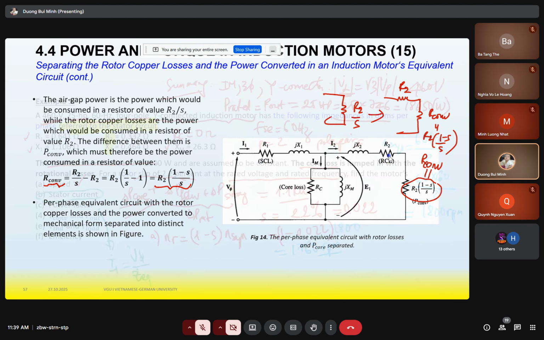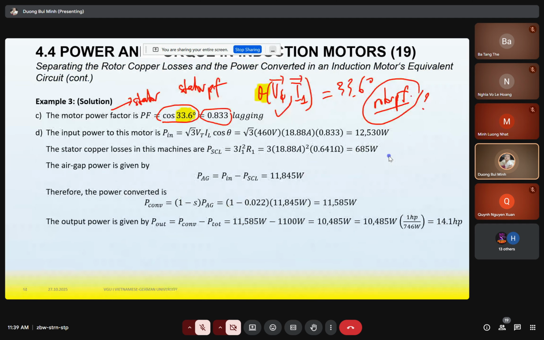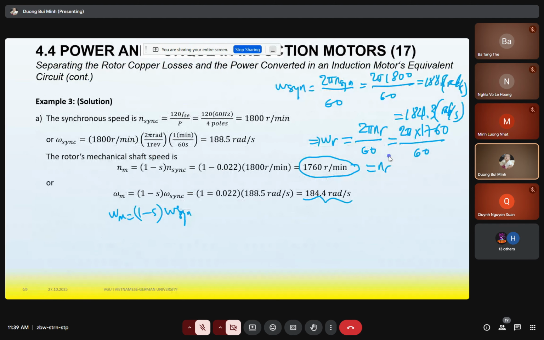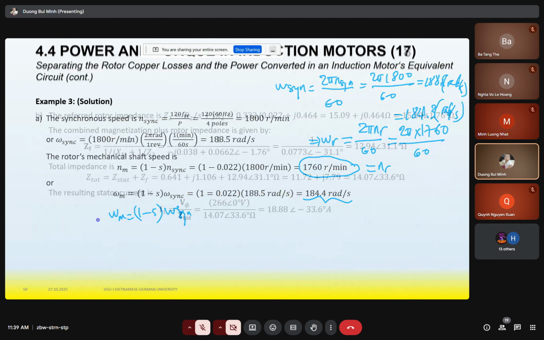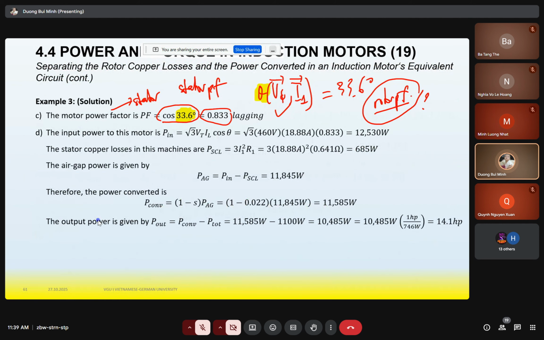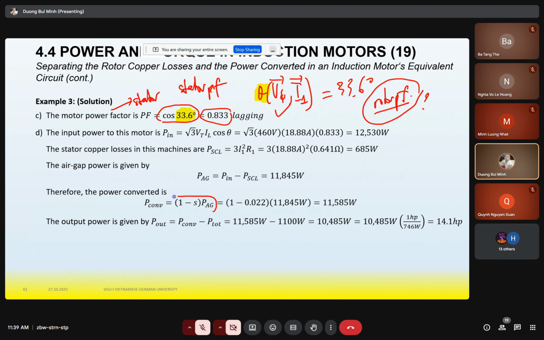Okay, next. So now question D, we calculate converted power and output power. Very easy. So converted power is 1 minus S times air gap power. So we need to calculate air gap power.